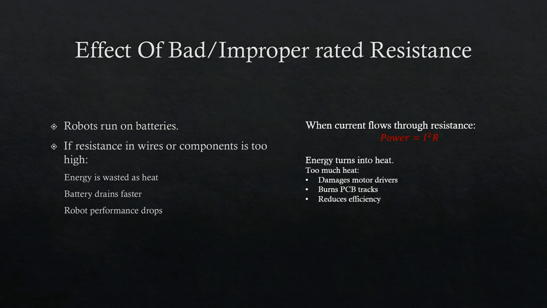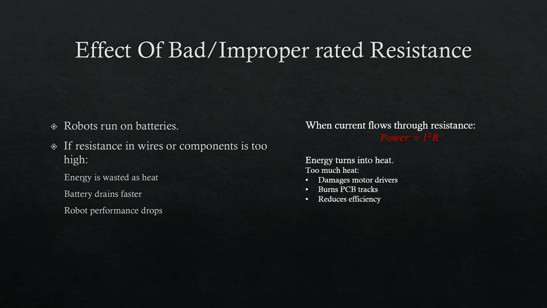Now we are going to talk about the effect of bad and improperly rated resistance. As we all know, robots run on batteries. If resistance in a wire or component is too high, current will not flow smoothly. So the energy is going to be wasted in the form of heat. The battery drains faster, and as in the previous example we saw that higher resistance means lower motor efficiency. The same thing happens here. Robot performance will drop.